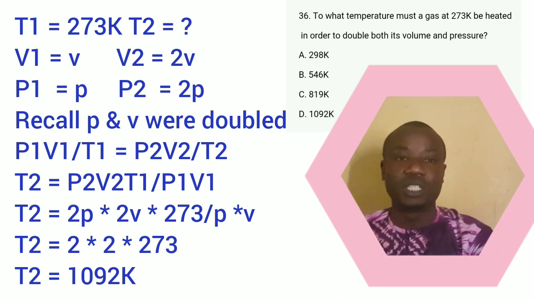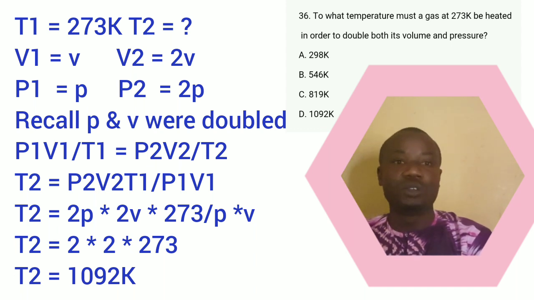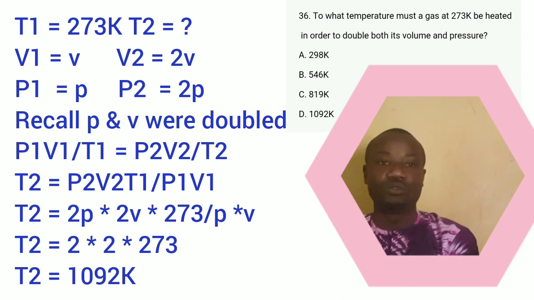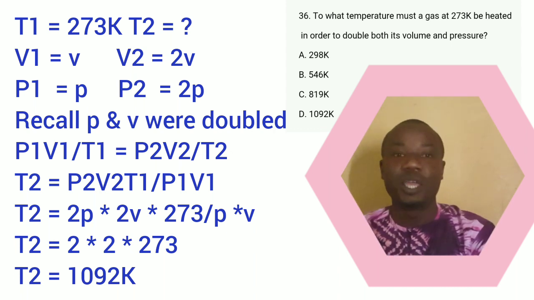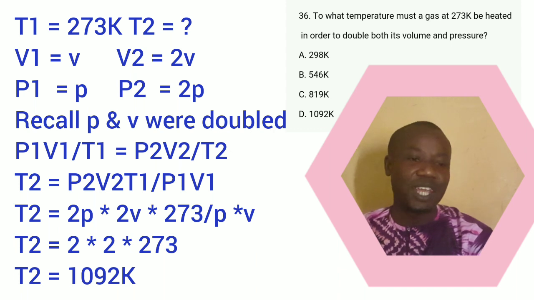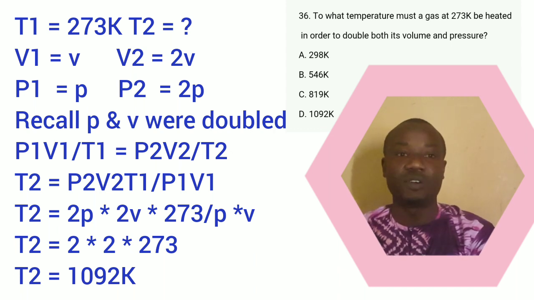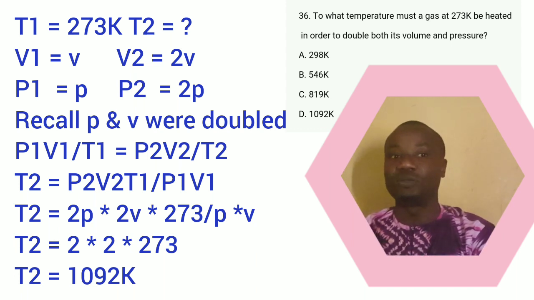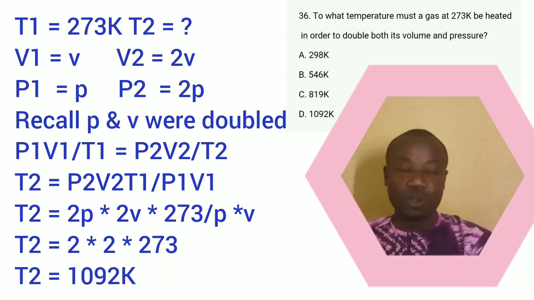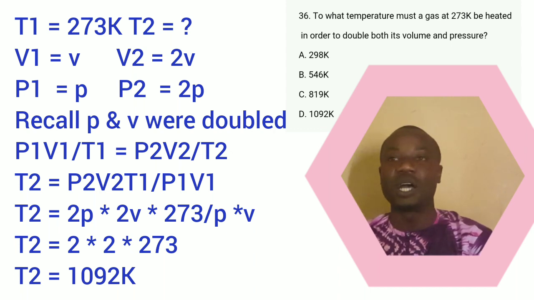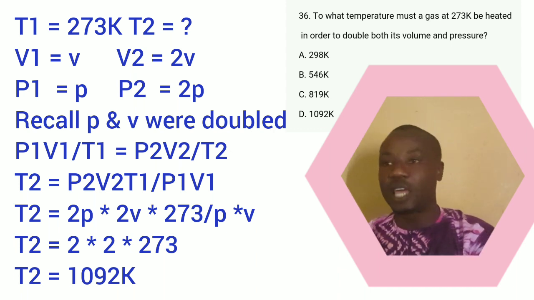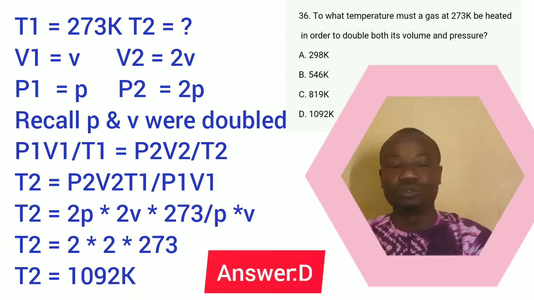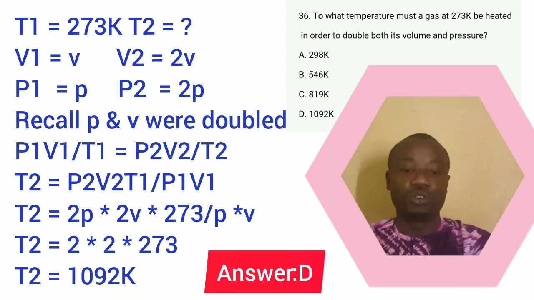Now substitute into the formula, P1V1 over T1 equal P2V2 over T2. You now make your T2 the subject of the formula. So T2 will be P2V2 times T1 over P1V1. When you substitute, you discover that T2 equals 2P times 2V times 273 all over V times P. So your P will cancel P, your V will cancel V. You now have 2 times 2 times 273, and your answer will be 1092 Kelvin. So the right answer is option D.